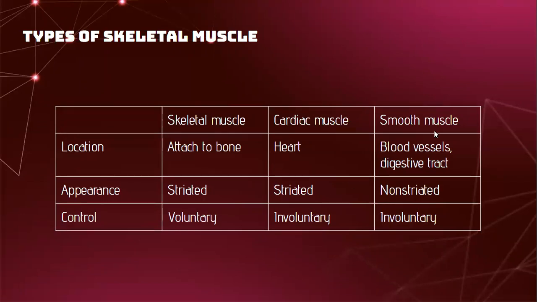Then we have smooth muscle, which is located mainly in your blood vessels and your digestive tract. It's non-striated, so think of it as smooth. There's really no texture, no bands, no stripes. It's also involuntary, because if it's in your blood vessels and digestive tract, you can't really control how that functions, or move it like you can your arms and legs. So yeah, just a quick review.